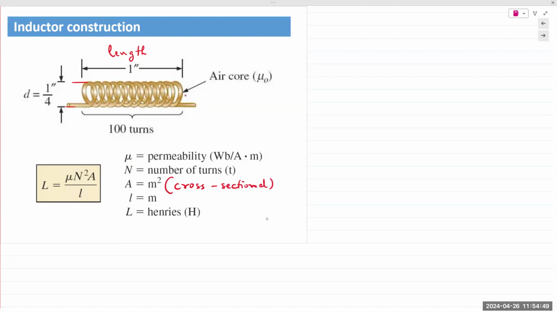So the equation for the physical construction of an inductor is given by mu N squared A over l, where mu is the permeability and is simply the product of mu 0 and mu r. Mu 0 is the absolute permeability, 4 pi times 10 raised to minus 7.